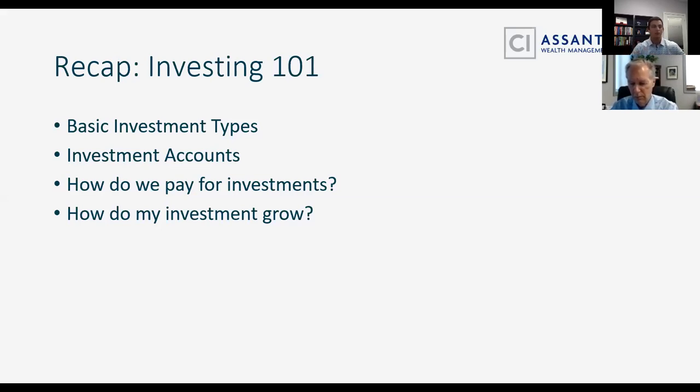The different investment accounts. So we covered RSPs, which are our tax-deferred investment accounts. So you get a tax deduction when you make a contribution. The limit is based on your income. And when you make the withdrawal from your RSP down the road, the withdrawal is taxable.